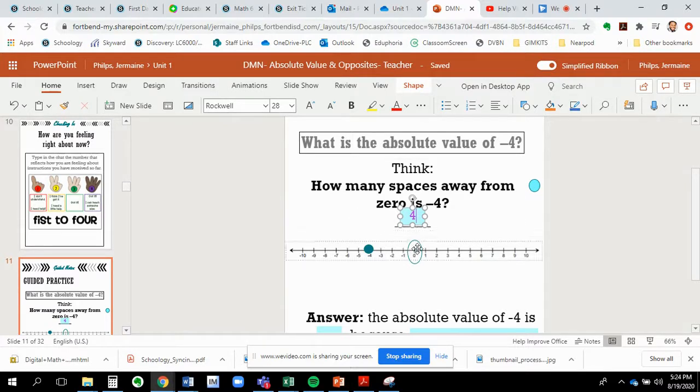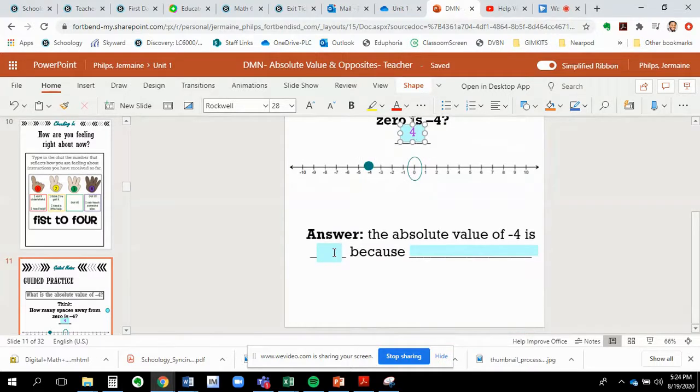Why is it not -4? Because once again, we're measuring the distance here. We're not saying that it's at -4, so it has to be -4. We're saying how far away is it? I'd have to travel 4 spaces to get to 0 from -4, or I'd have to travel 4 spaces from 0 to get to -4. So the absolute value of -4 is 4 because it is the distance -4 is from 0.